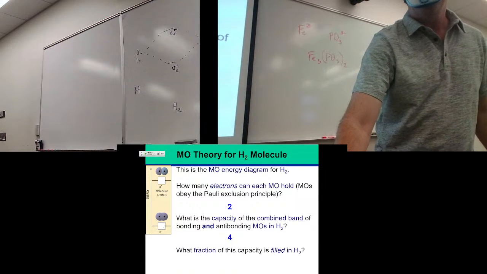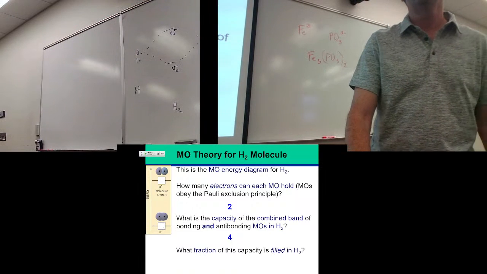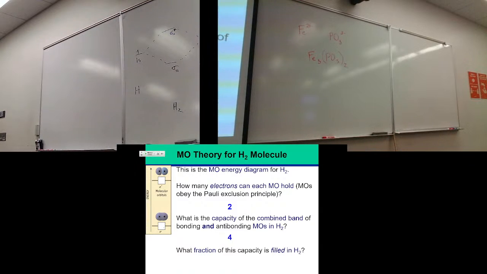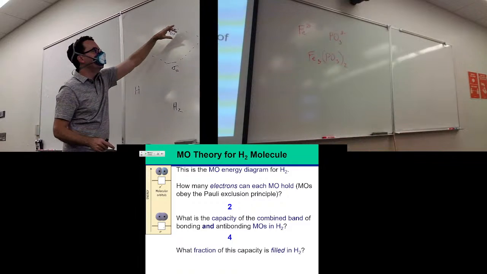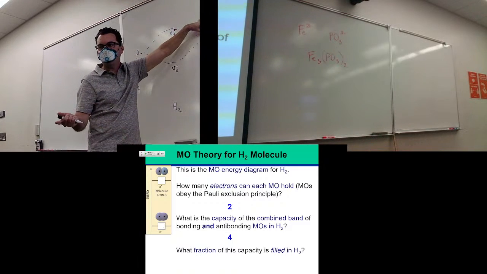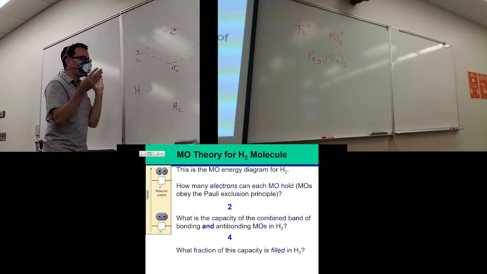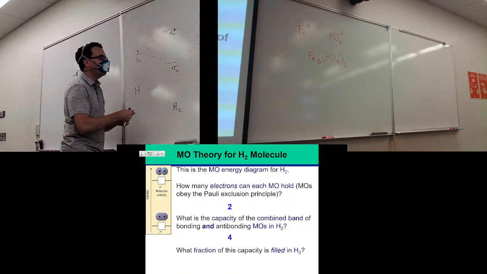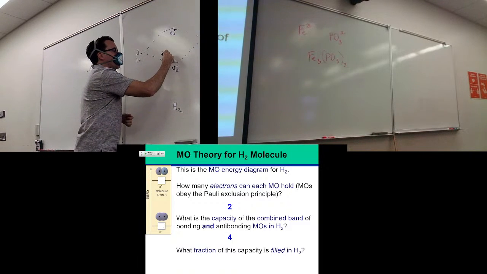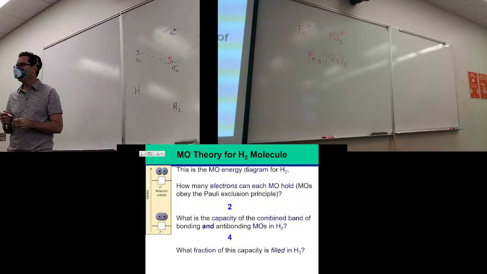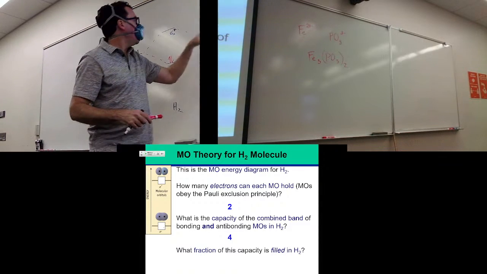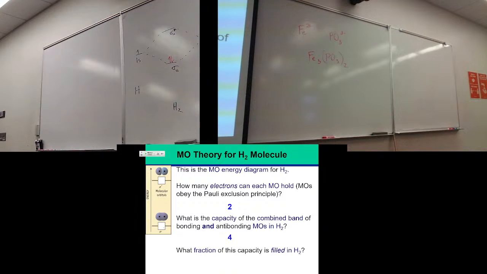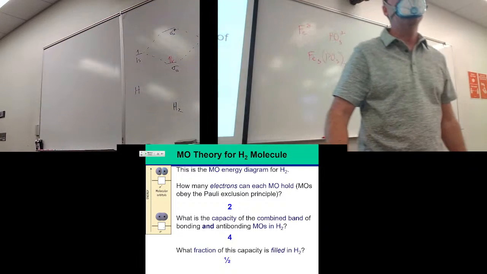But for hydrogen, what capacity is filled? So this hydrogen originally came with 1 electron. This hydrogen originally came with its own electron. So those 2 electrons are still there in the hydrogen molecule, so they'll go here in the lowest energy molecular orbital possible. And that's it, just 2. So if it can hold 4 and there's only 2 in there, it is half filled.